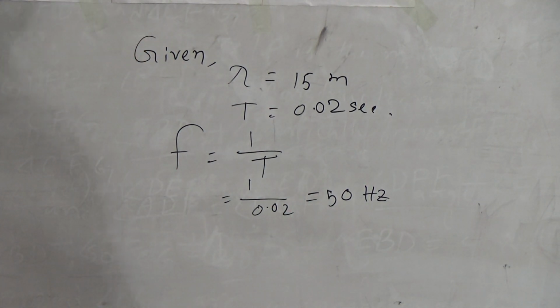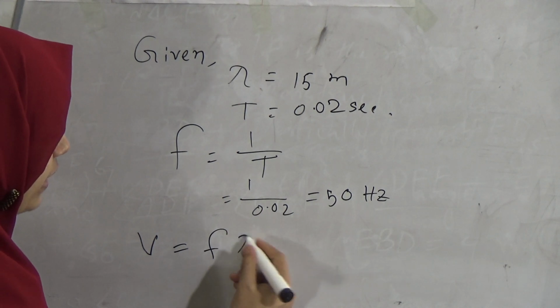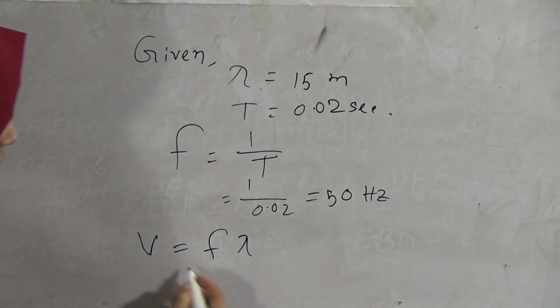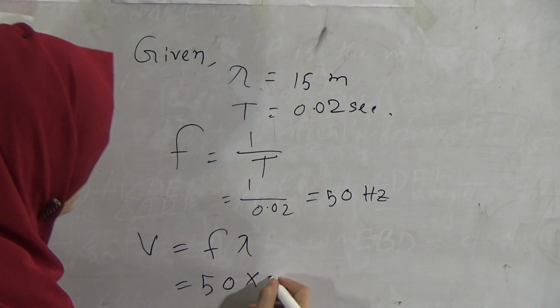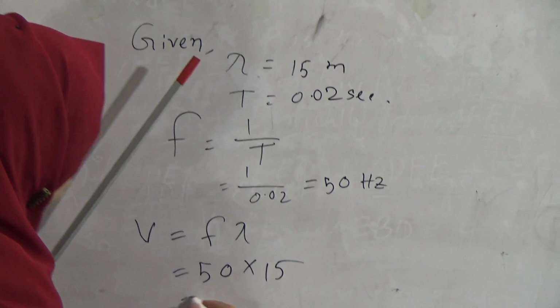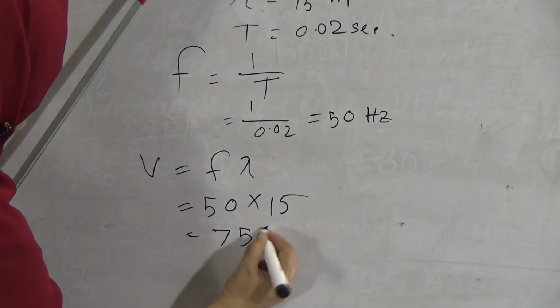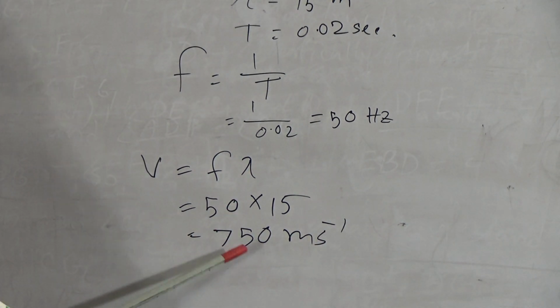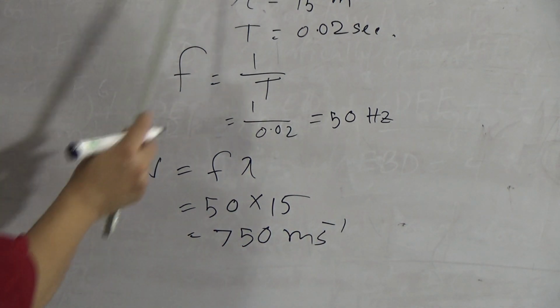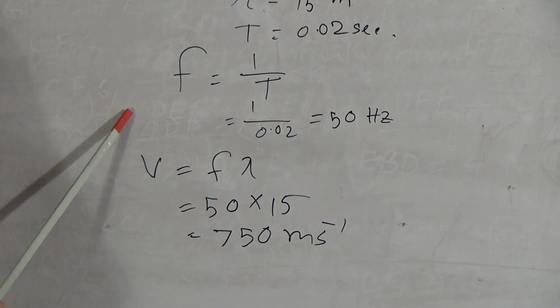Then we have to calculate the velocity of the wave, that means v. So we know v equals f lambda. We can use this formula now. Here given f equals 50 hertz, into lambda, given 15 meter. So 50 into 15 means 750 meter per second. So the velocity is 750 meter per second, and this is the answer. My dear students, I hope all of you have understood this mathematical problem.